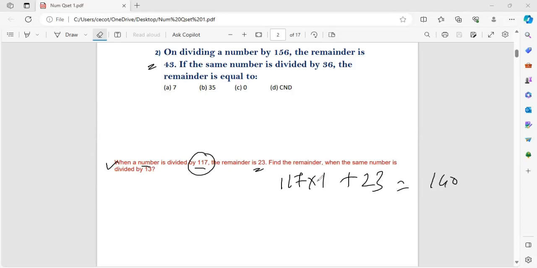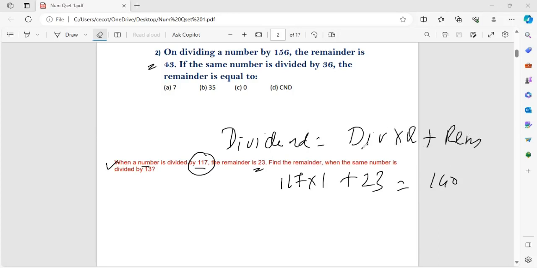Now this concept is based on the basic rule over here. Dividend is equal to divisor into quotient plus remainder, which you already know, isn't it? So divisor is 117, quotient we assume it as 1. You can go with 2, 3, 4, 5, etc. That's up to you, plus remainder 23. So as for this, we'll get the number to be 140. Now the same number has to be divided by 13 and we need to find the remainder. So 140 by 13 is very easy now. 13 tens are 130. Remainder will be 10.